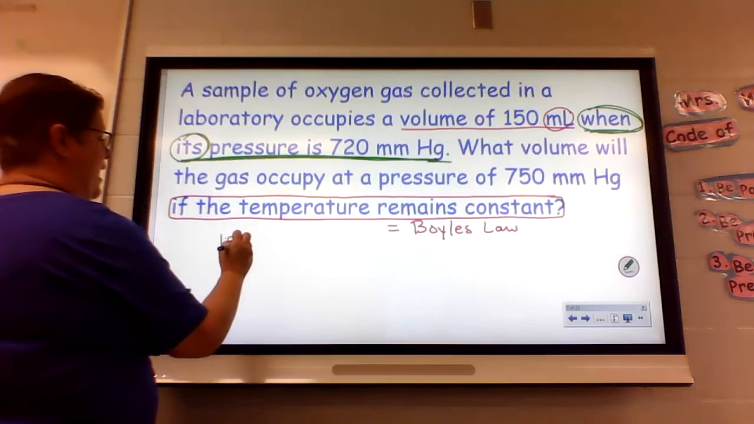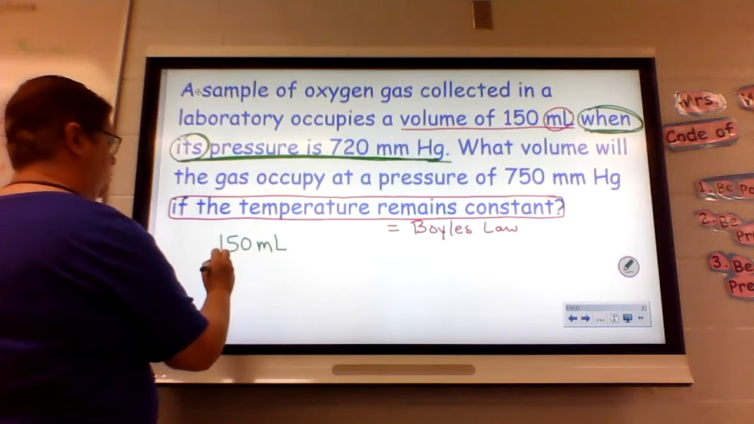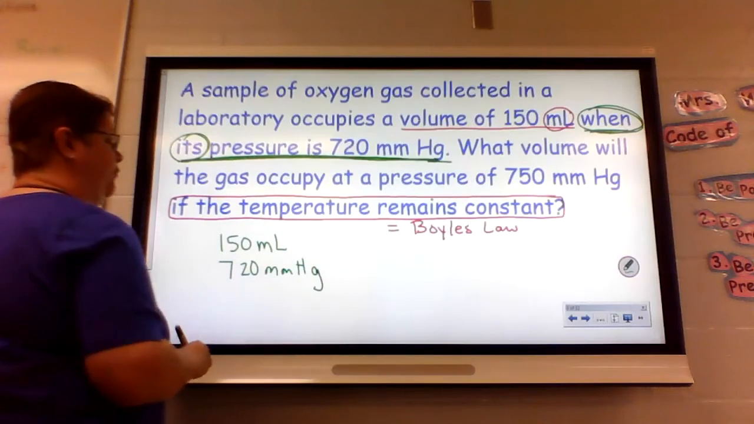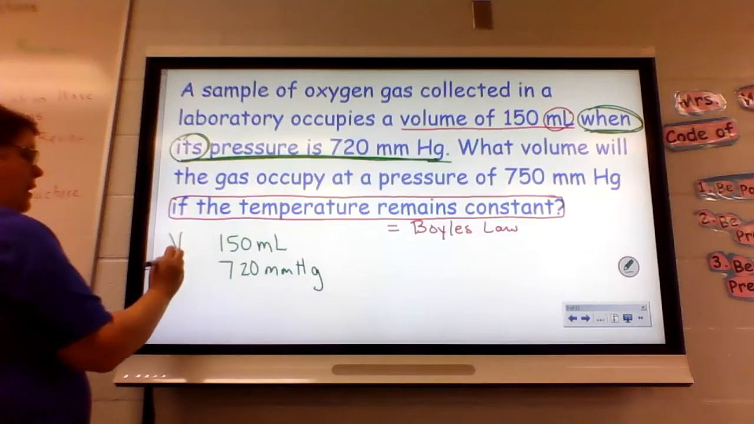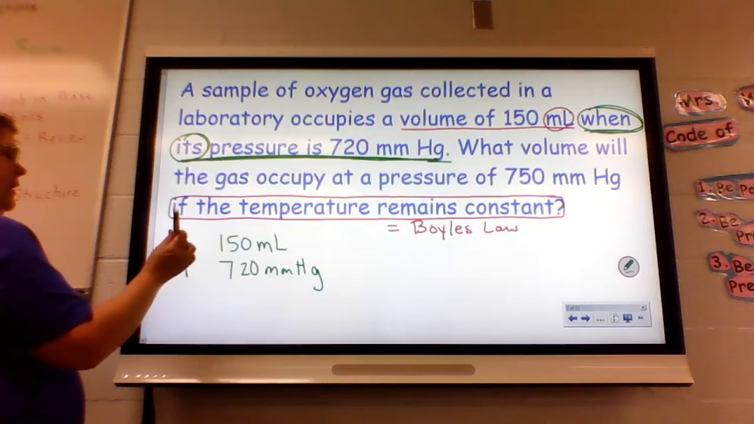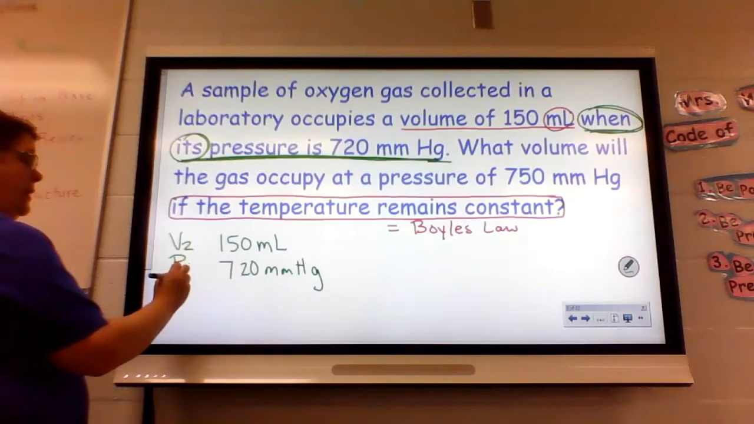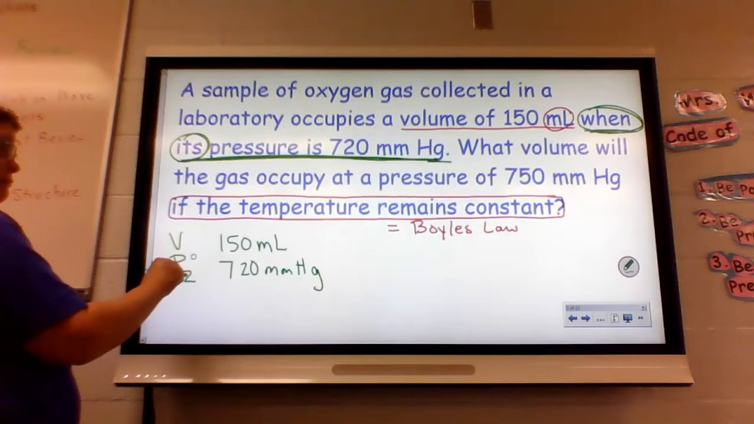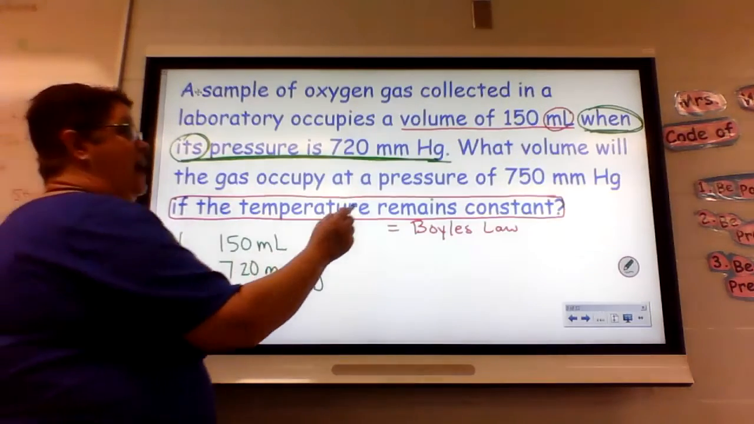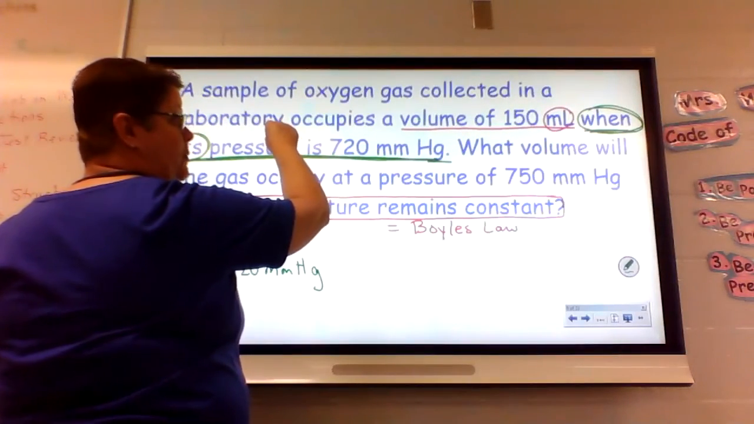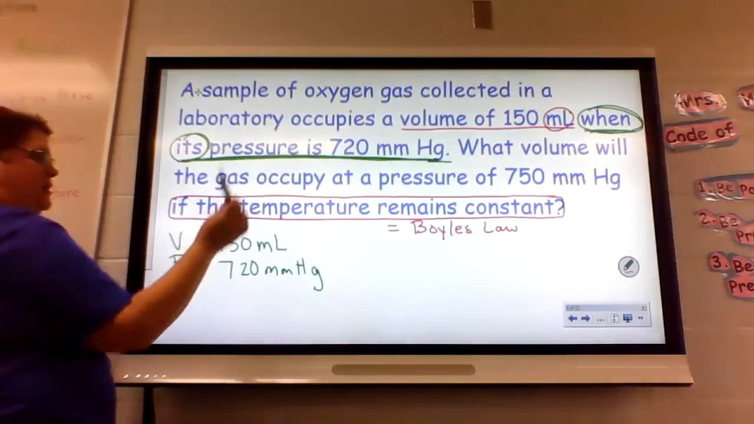150. Now, it does not matter if we make this volume and this pressure V1 and that P1, or if we make it V2 and P2, as long as these two things do what? Stay together. Okay? They don't have to necessarily match right now. I'll talk about the matching stuff in a minute. You see how the wording says volume when its pressure. It shows possession. That 150 has to stay with a 720.